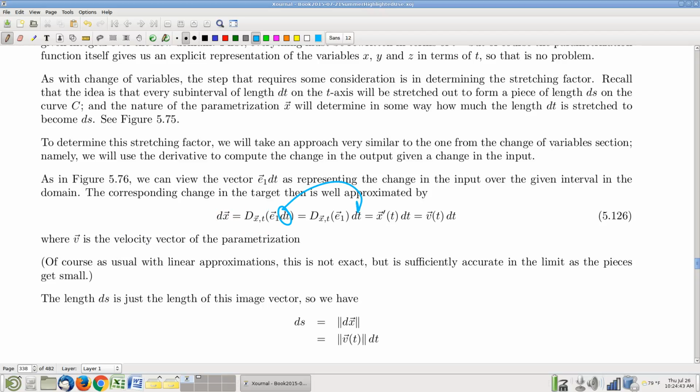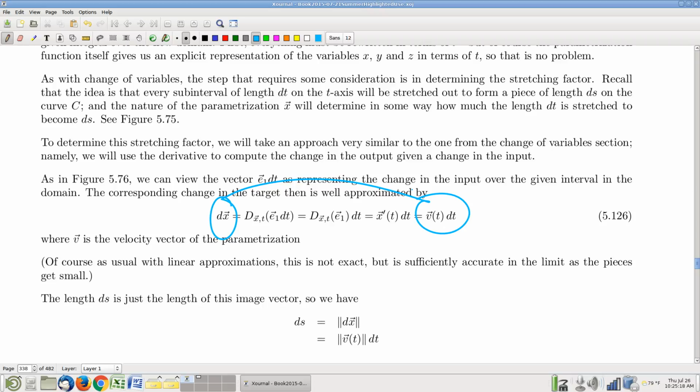I can factor out that dt. That's just a scalar. I'm left with the derivative transformation applying to a standard basis vector. Your first reaction is going to be to call that a partial derivative because that's a standard basis vector. And then you realize there is only one input variable, so it's just a derivative. It's the plain old, good old derivative of the parameterization. And of course the derivative is the velocity. So nice punchline, dx is velocity times dt.